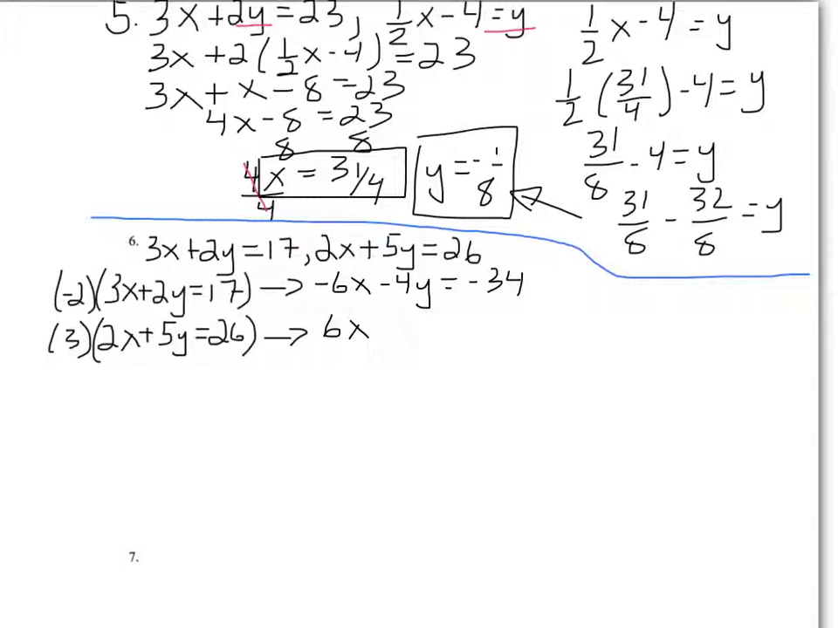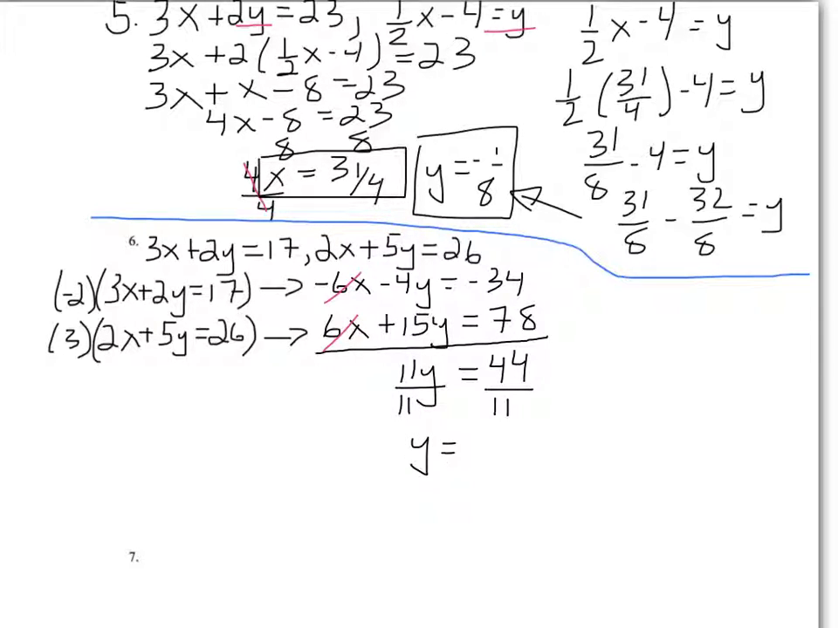And then I'll distribute through the 3. I get 6x. So you see what I'm doing is getting rid of the x variable. And this equals 78. Now, I multiplied by negative 2 and by 3, so I've changed the sign of x. So you see that the x's will cancel out. And I get 11y equals 44. Divide by 11.